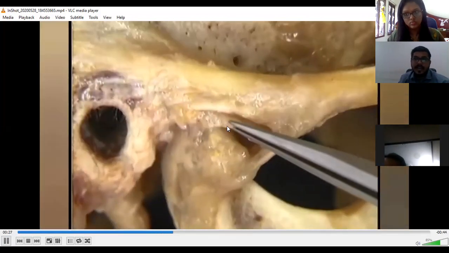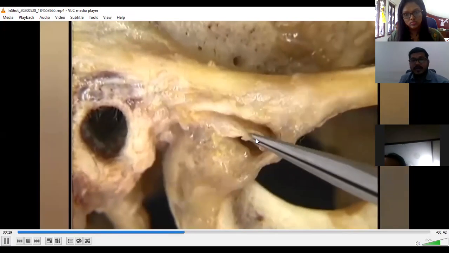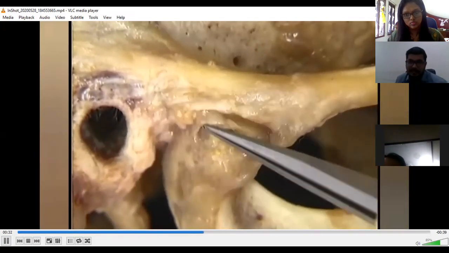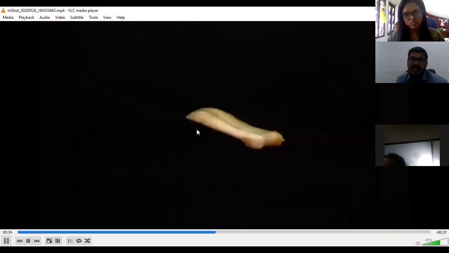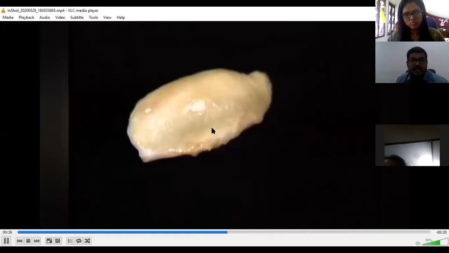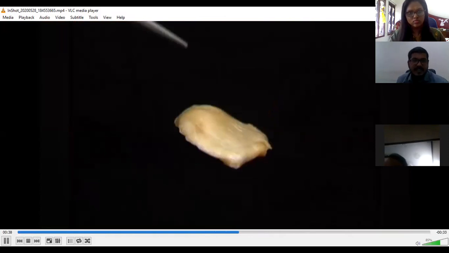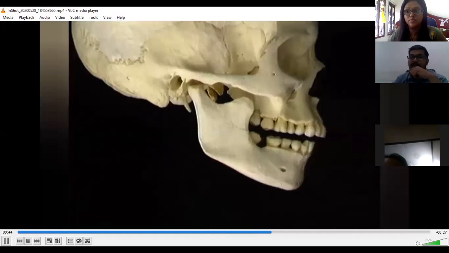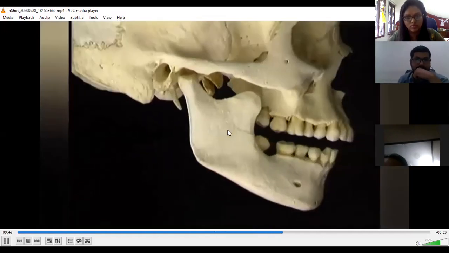And this is your articular disc. Your articular disc has three zones. One is your thick anterior and posterior zone, and you have an intermediate zone. The intermediate zone is very thin, and it is made up of fibrocartilage. Now it will come to how the condyle moves when the patient opens the mouth.